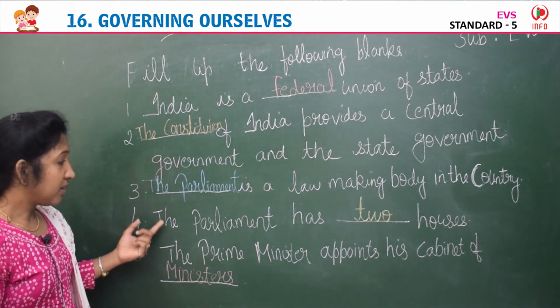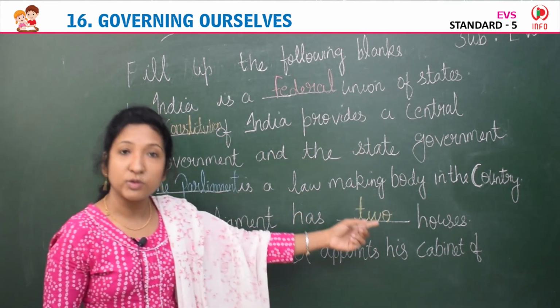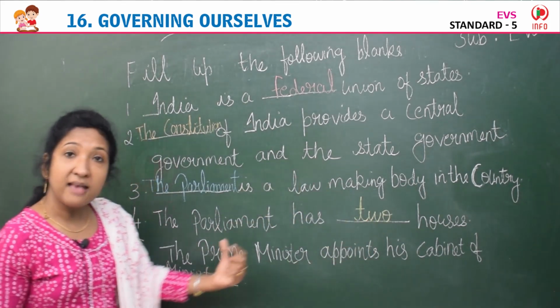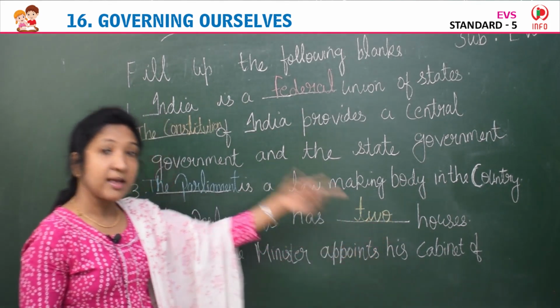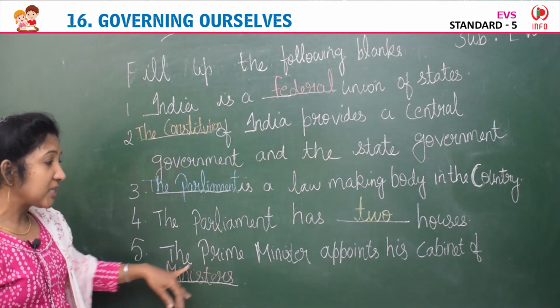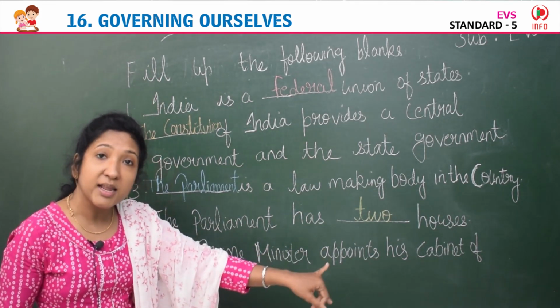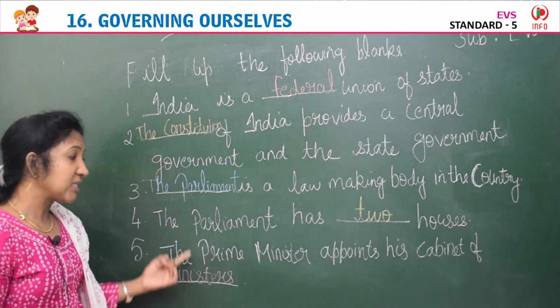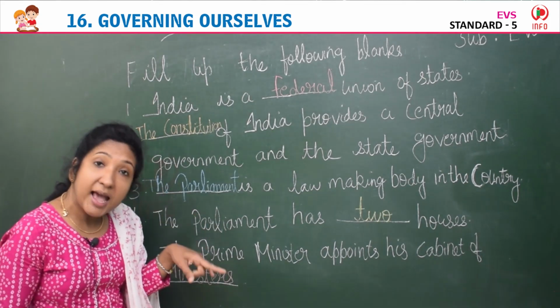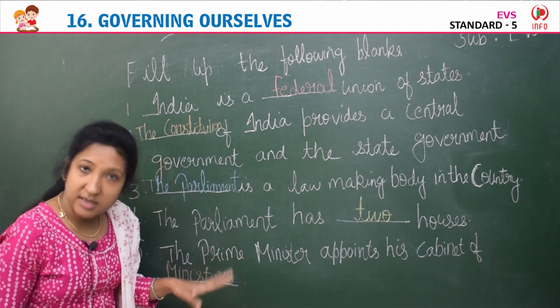Fourth question, the Parliament has dash houses. The Parliament has 2 houses. Last question, the Prime Minister appoints his cabinet of dash. The Prime Minister appoints his cabinet of ministers.